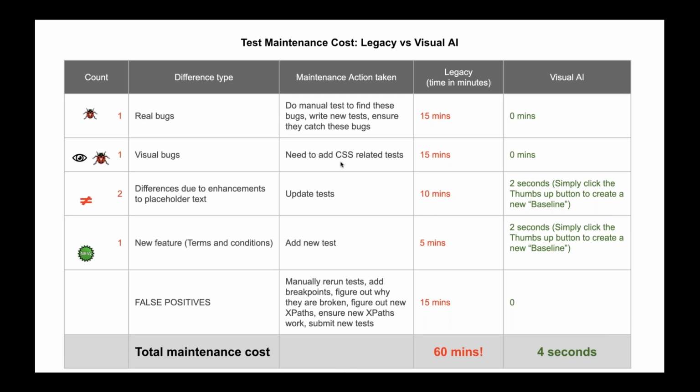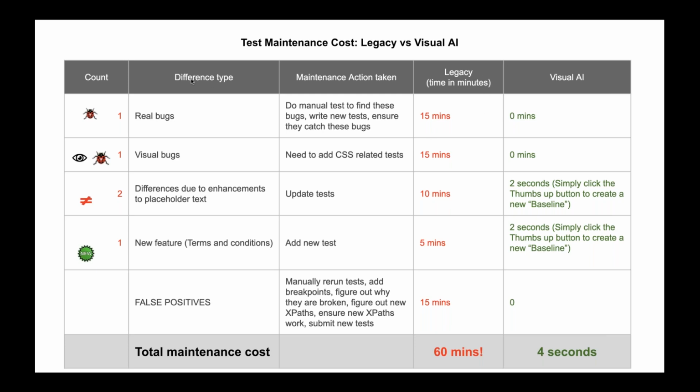And in order to fix the visual bug, you need to figure out the CSS and why that is happening, and make sure the CSS attributes are all correct. That's another 15 minutes. It may even take 30 minutes, because CSS and all those things are pretty hard. And then update the enhancements due to where the placeholder text was different. That's another 10 minutes. And then a new feature has been added, so you may need to add another test. That's another 5 minutes.